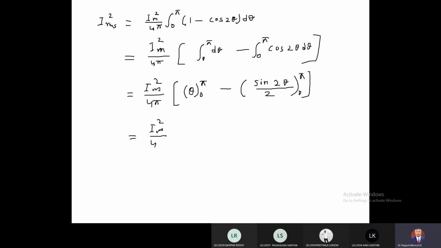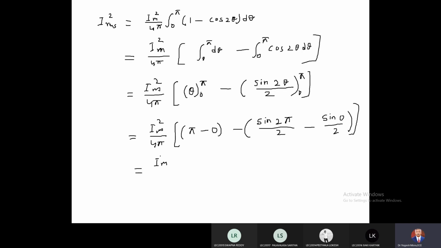So this will be equal to Im squared by 4π, then here π minus 0, minus sin 2π by 2 minus sin 0 by 2, and this you can write as Im squared by 4π.